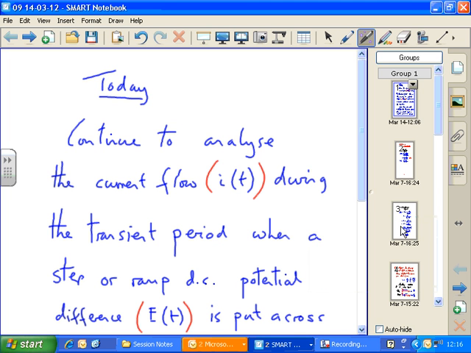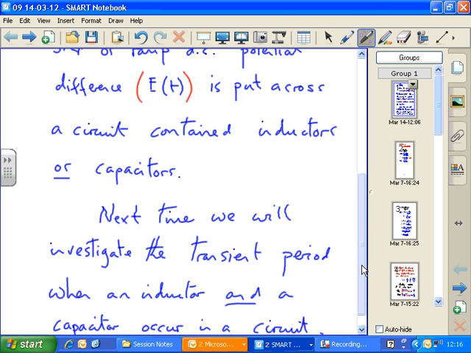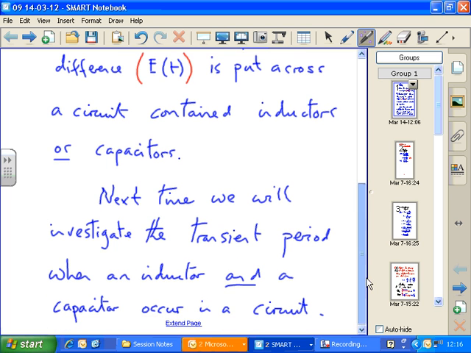Okay, in this lecture today we're going to continue to analyse the current flow during the transient period, which is the initial period when the circuit is first turned on before it settles down to a steady state, when we put a step or a ramp potential difference across a circuit containing an inductor or a capacitor. Next time, in the next lecture, we're going to look at investigating this transient period when an inductor and a capacitor occur in a circuit, where it's a little bit more involved. But for now, we're going to focus on putting resistors with capacitors or inductors across ramp or step supplies.